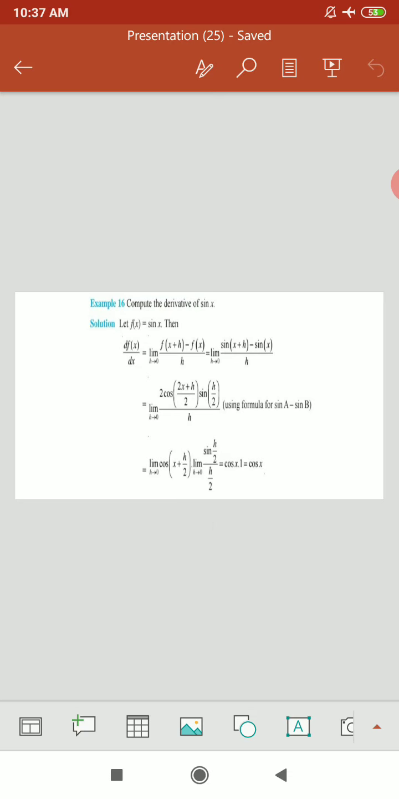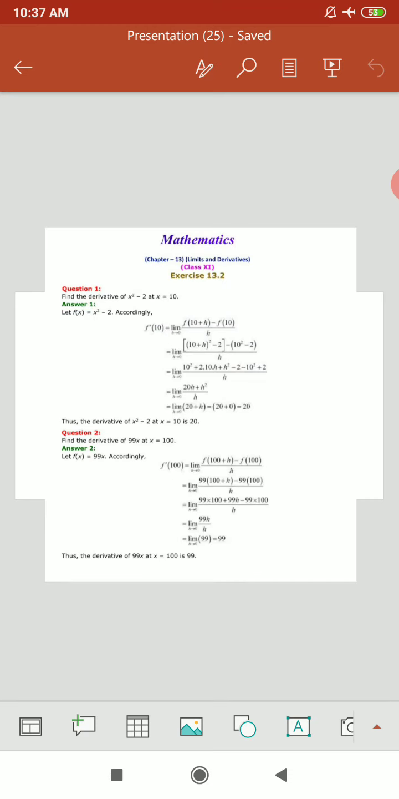That means if our function f of x is sin of x, then f dash of x is cos of x. Okay, exercise के एक दो questions देखते हैं. Like we have to find the derivative of x square minus 2 at x equal to 10.